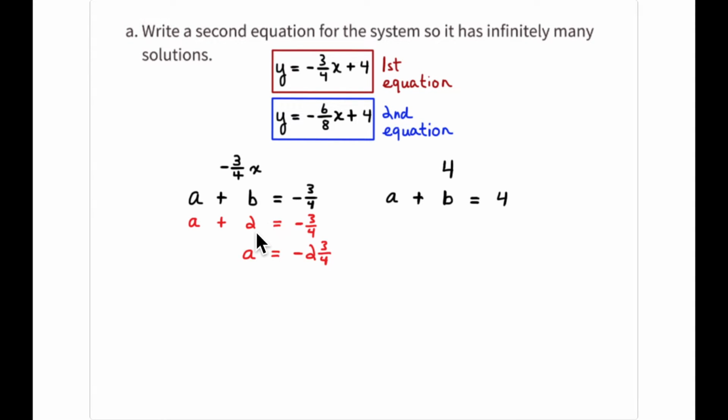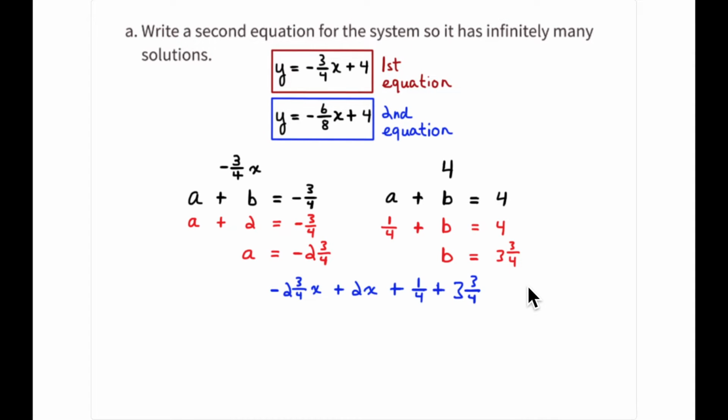So say I choose 2 for b. So that means that a has to equal -2 3/4. So here's two values I can use to expand this -3/4 x. And let's do the same thing on the right side. Let's choose a is equal to 1/4. That means that b has to equal 3 3/4, because 3 3/4 plus 1/4 equals that 4. So now I have some things to work with. I have this -2 3/4 x plus 2x. So that -2 3/4 plus 2 equals this -3/4.